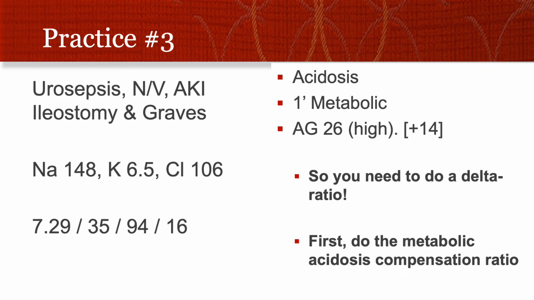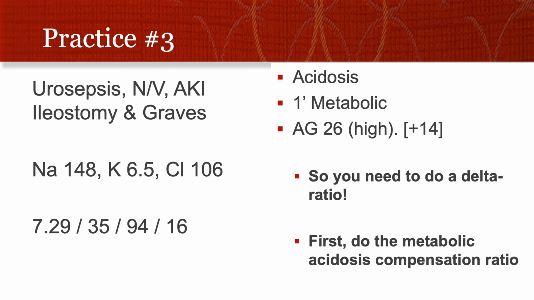The third question is a lot more complex of a patient, and I won't go into the long description of why Graves or a thyroid crisis, in addition to an ileostomy that is taken from the intestine and therefore excretes bicarb. I won't go into the depth of why this patient has the problem they have. But here we have labs that show a low pH and a high anion gap.